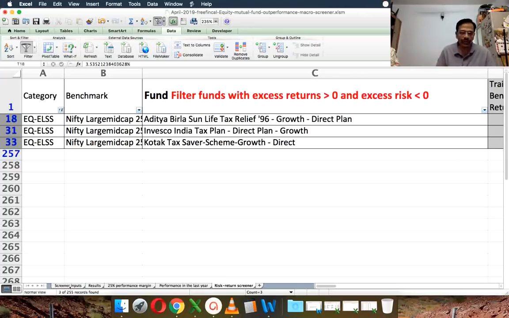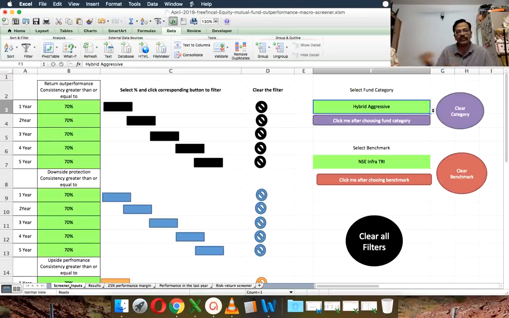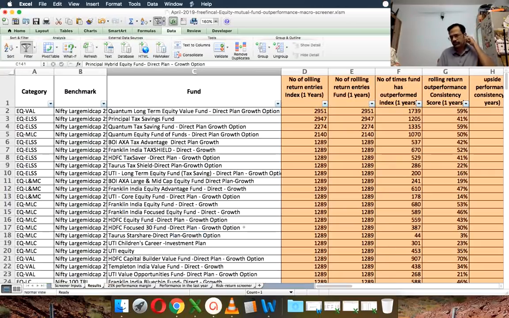But the usual screener outputs have something called downside protection. So if you go to the main screener input, then there is a results tab. I'll explain what it is. Let me first clear all the filters. So this is a different screen. Again, I have the category, the benchmark, and the fund.